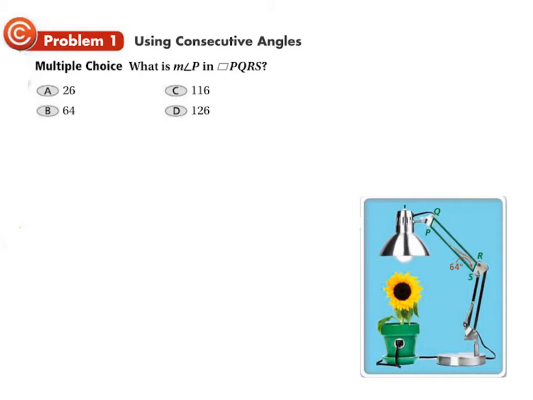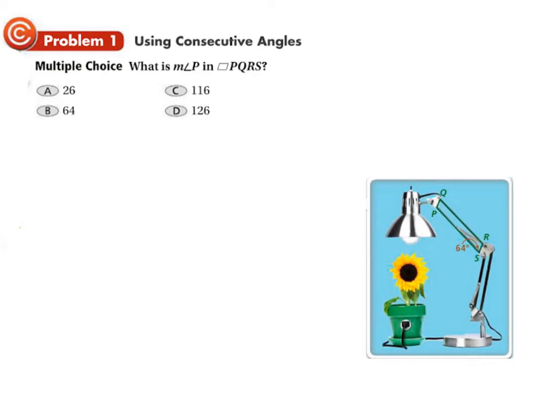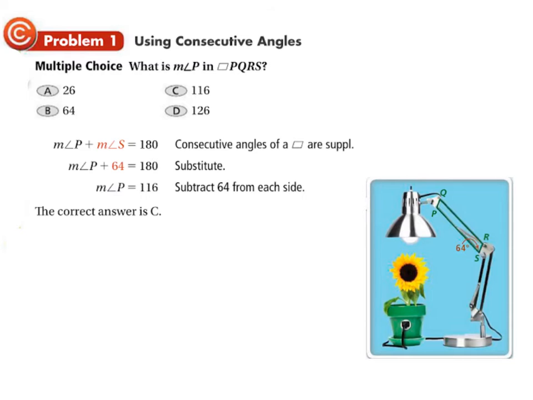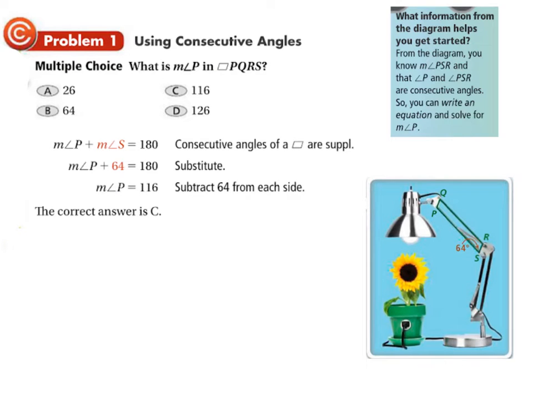Now, what do we know? We know that angle P and angle S, which we know is 64 degrees, are consecutive angles, and we know that they are supplementary. So, here's the write-up of the whole thing: the measure of angle P plus the measure of angle S needs to sum to 180, and we know that the measure of angle S is 64. Through substitution, we plug it in there, and we then subtract 64 from both sides, and we find that the measure of angle P is 116.